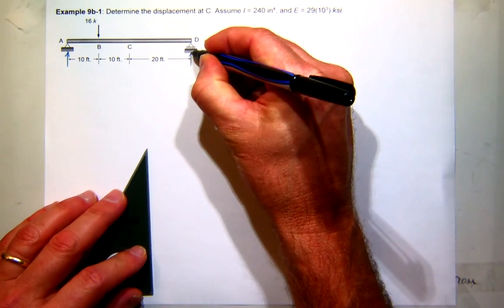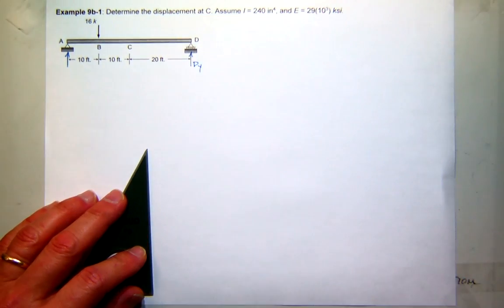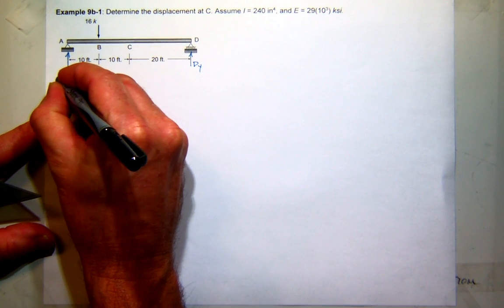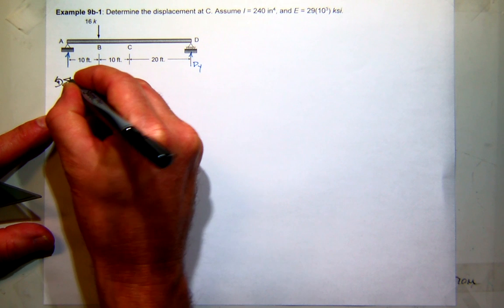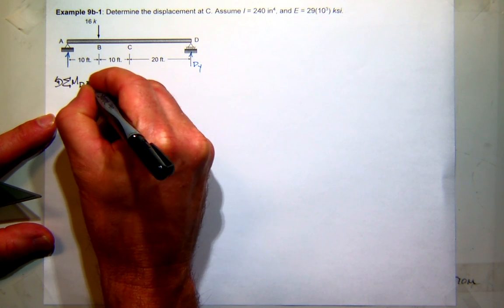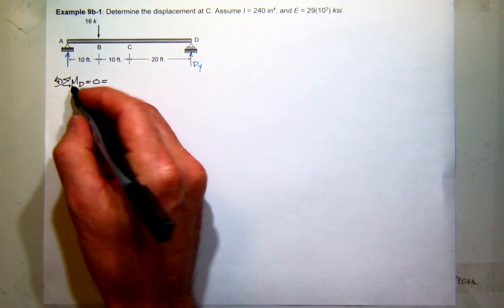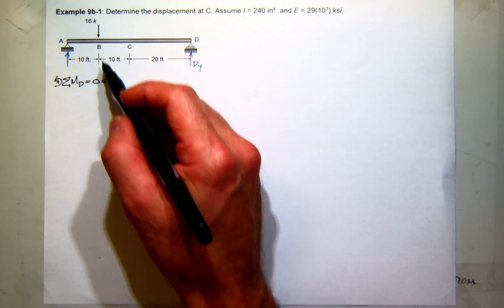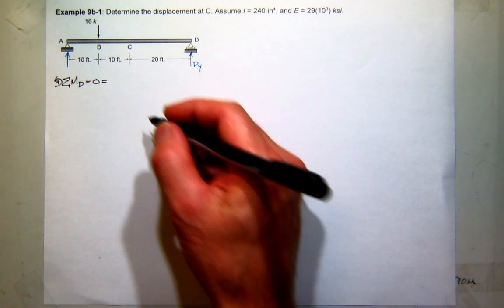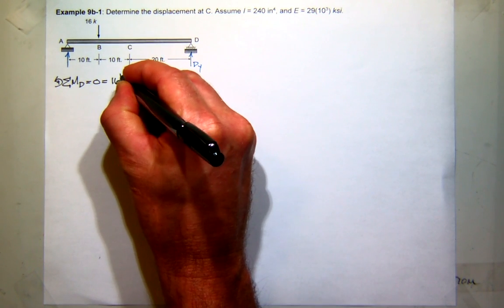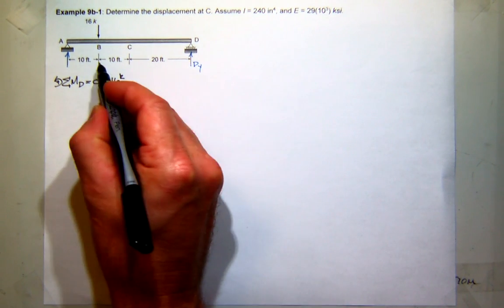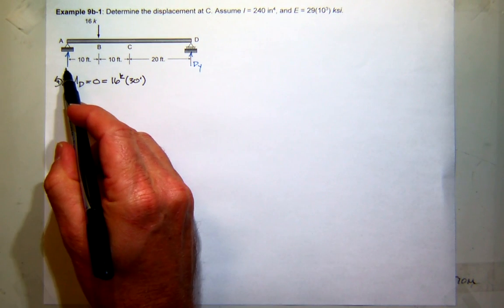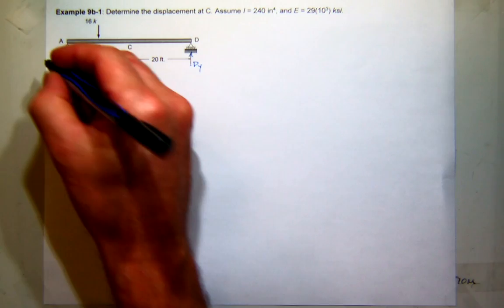I'll need the reactions. So let's find the vertical reaction at A and D. First I'll sum moments about D. Make sure it's in equilibrium. I'm using right-hand rule. So about D, the 16 kip force creates what kind of moment? Positive or negative? Positive. So I got a 16 kip force, and the distance is 30 feet. And then I forgot to label that, sorry.